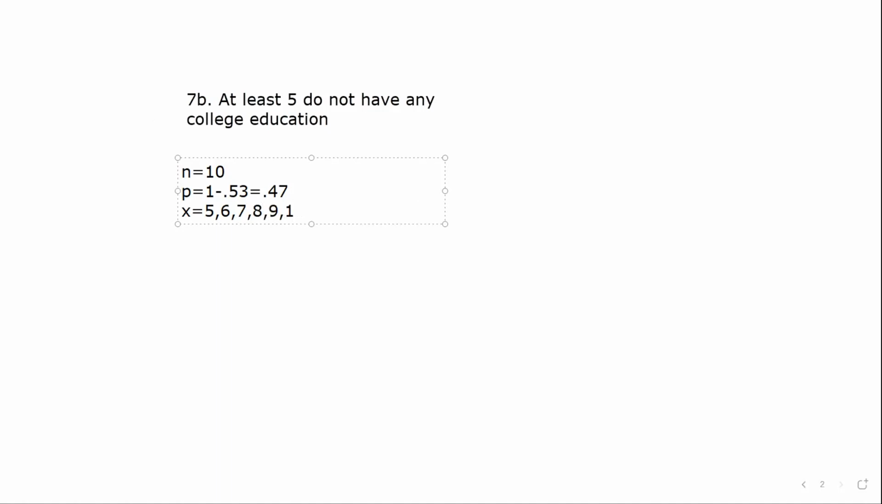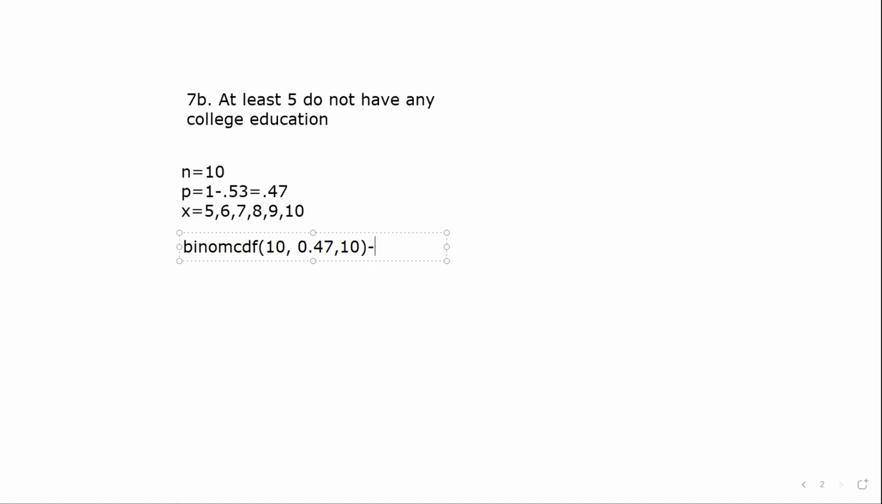Now, by the same logic that we used on the previous problem, you could do PDF on every single one of these six and add them together. I wouldn't recommend it, because that would be a lot to put in. Or you could just do binomial CDF. You're going to have to do two of them because you're not starting from zero. Go all the way up to 10 first. So N is 10, P is 0.47, and your X is 10 here.